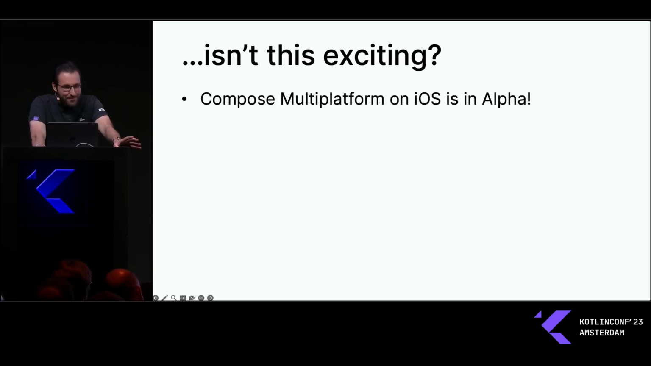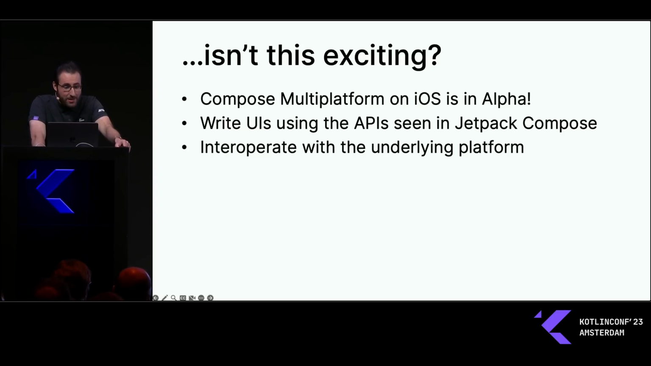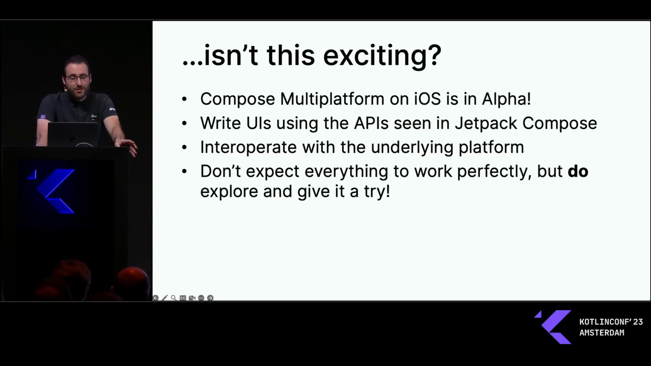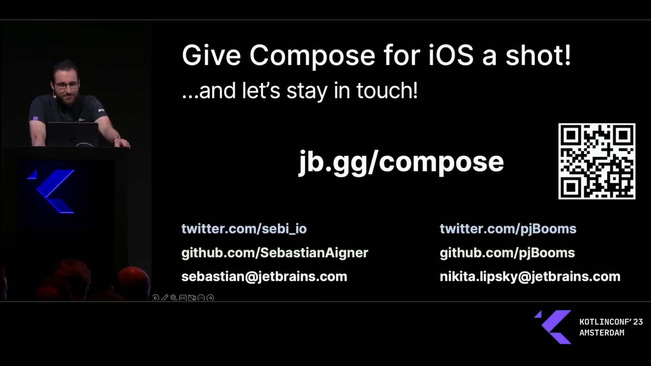So isn't this exciting? Compose Multiplatform on iOS is now in alpha, and it allows you to write UIs using the APIs that you've already seen in Jetpack Compose. You can still interoperate with the underlying platform, and you still get the same kind of powerful abstractions. Don't expect everything to work perfectly just yet, but do explore it, and please give it a try. We want you to get involved, and we want you to go and build awesome things. So please give Compose for iOS a shot, and let's stay in touch.